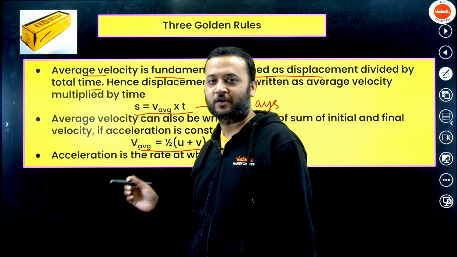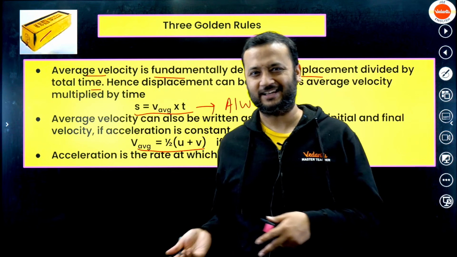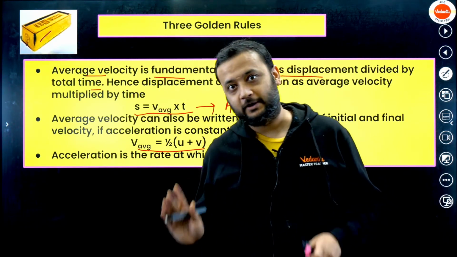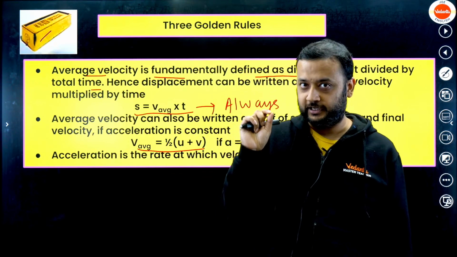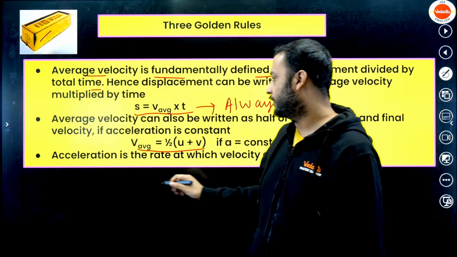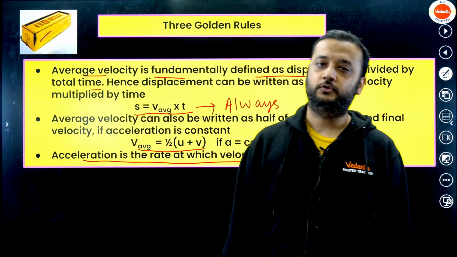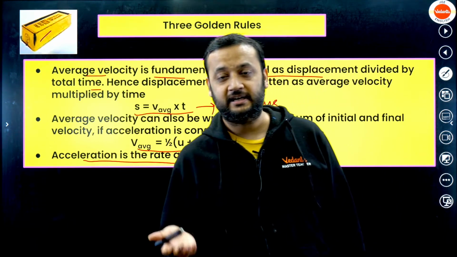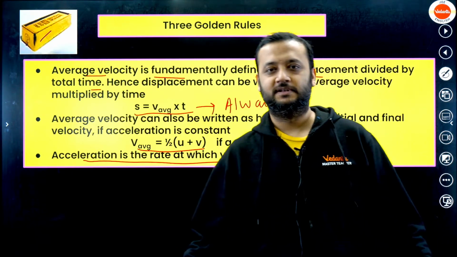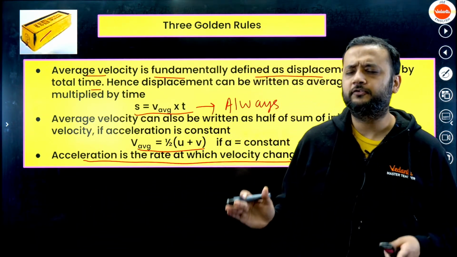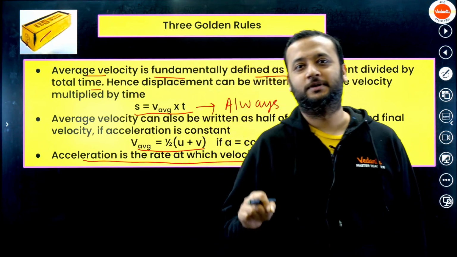Let's see what the third rule is. Now you might feel, hey, the third rule is so easy, it is obvious for me, don't tell me the third rule. But no, the third rule is the most critical rule, and it is going to take a lot of application. What is acceleration? Acceleration is the rate at which velocity changes with respect to time. All of you know this, right? But guys, this is the magical rule.